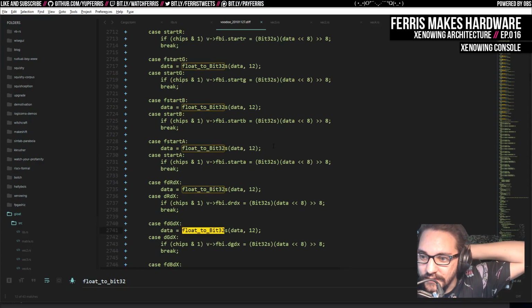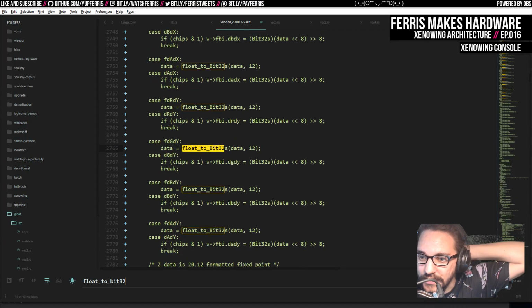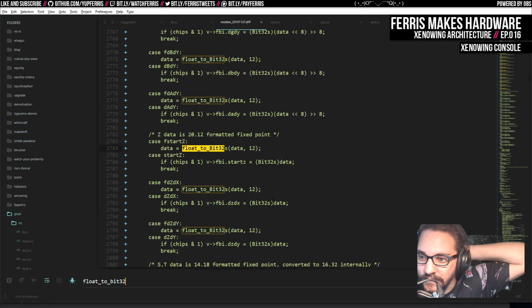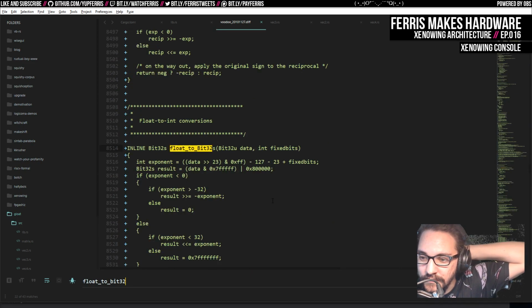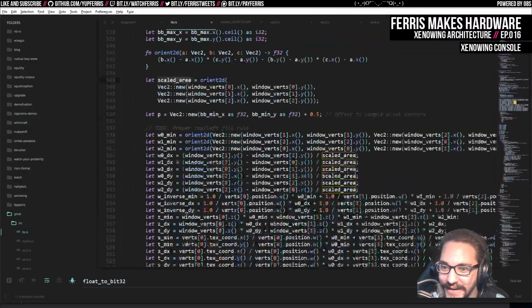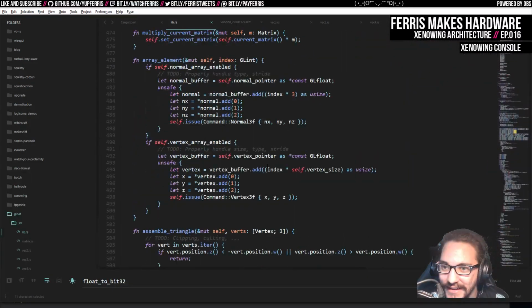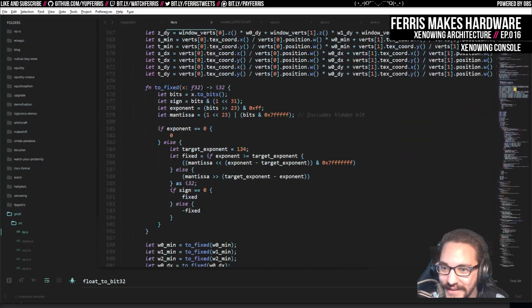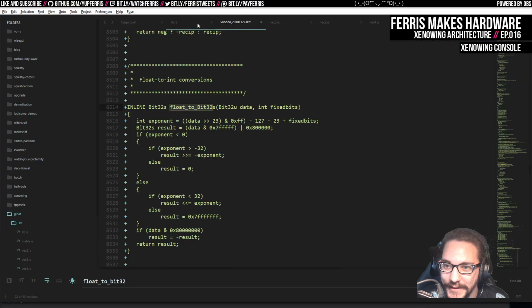I guess this function also handles the amount of fractional bits. This is actually cool. This is totally the approach that I was going for. In fact, if you look at this code and you look at what I have here, where is it? Here, these are very similar.